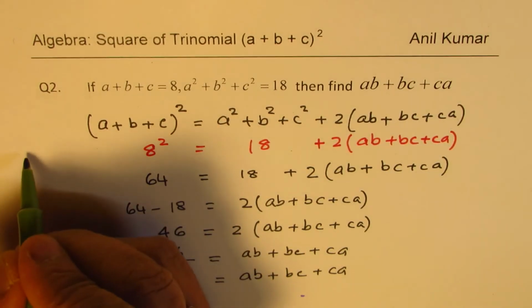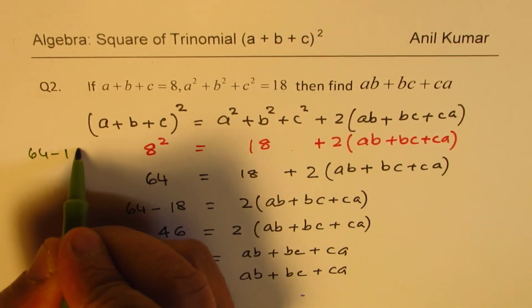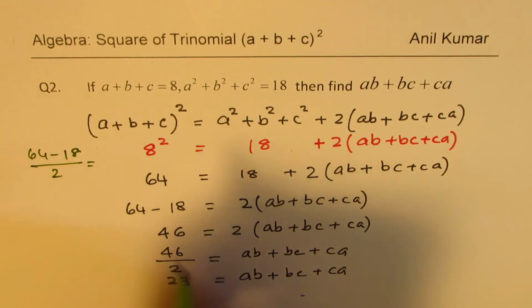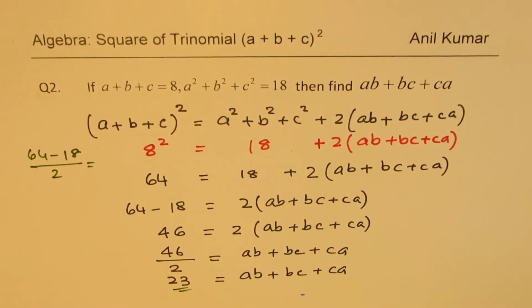So you could do this: 64 minus 18 divided by 2, which will give you this answer, correct? So that should not take much time if you know the formula, correct? Now let's see question number 3.